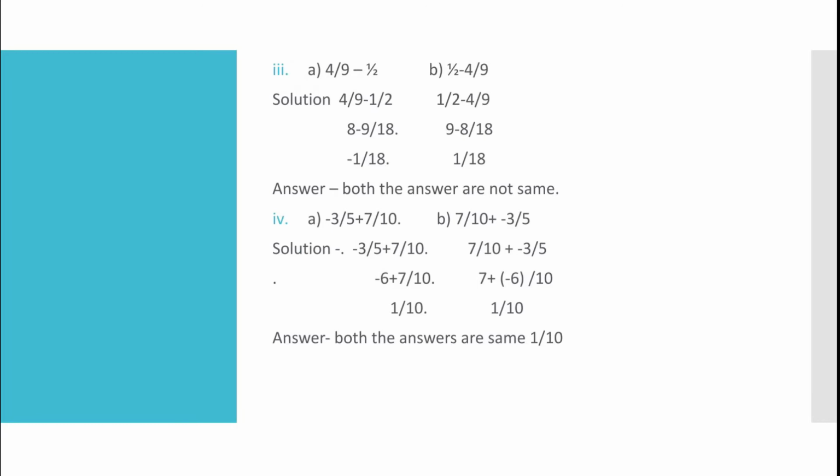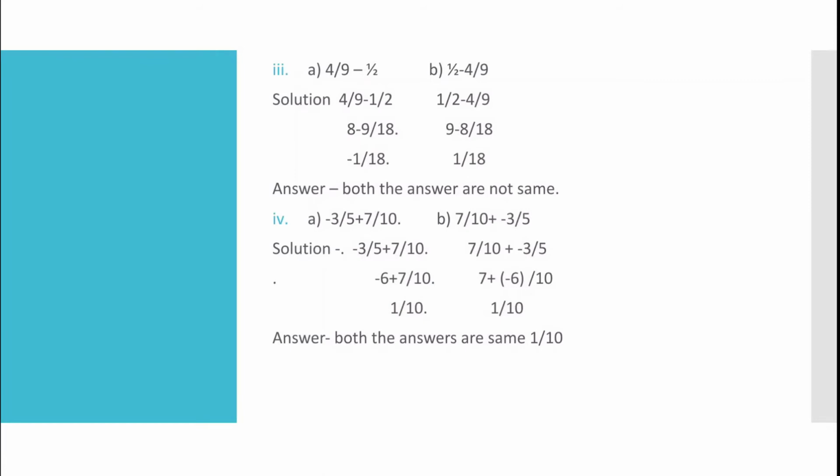So when you take the LCM of 9 and 2, you will get the answer (8 minus 9) by 18. So the answer will be minus 1 by 18. Now here, 1 by 2 minus 4 by 9, when you take the LCM, (9 minus 8) by 18, you get 1 by 18. Now compare both the values. Here is a negative value and here is a positive value. So both the answers are not the same.